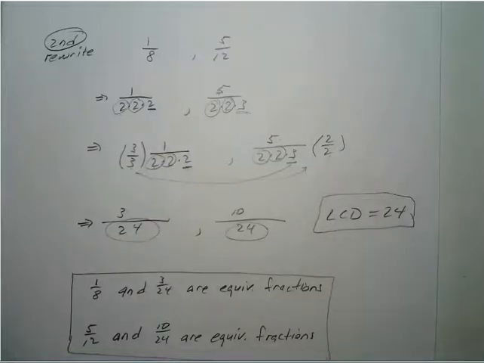Okay, how can you tell? Because if you simplify 3 over 24, you'll get 1/8. And if you simplify 10 over 24, you'll get 5/12. So they're equivalent fractions. All right. So if you are still writing, feel free to press pause, but we're going to go ahead and move on to a few more examples.